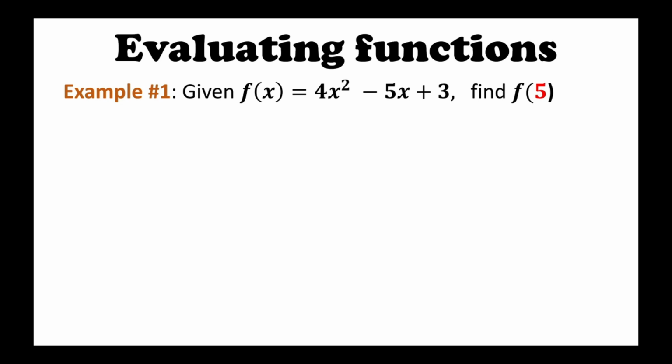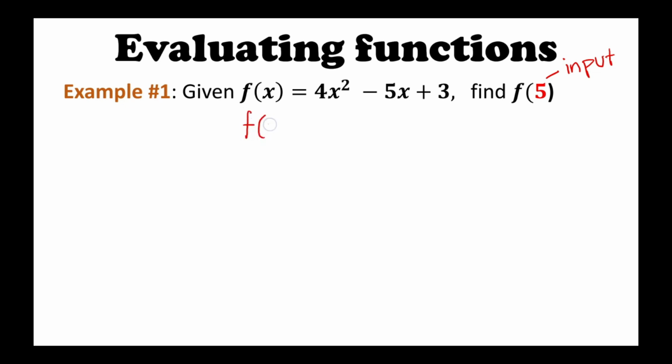Example number 1. Given the function f of x is equal to 4x squared minus 5x plus 3, find the value of f of 5. Ibig sabihin, yung input natin is 5. So this is our input, which is yung 5. So what we are going to do, isa-substitute natin itong input natin sa value ng ating x sa given function. So dito, ang x natin is papalitan lang natin siya ng 5.